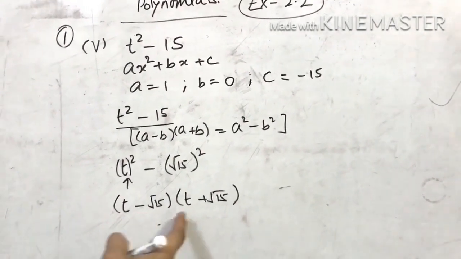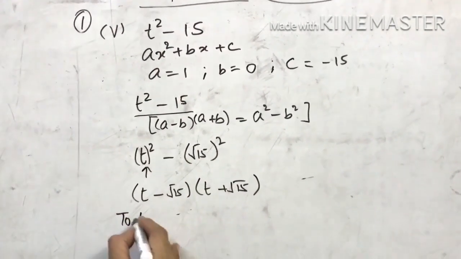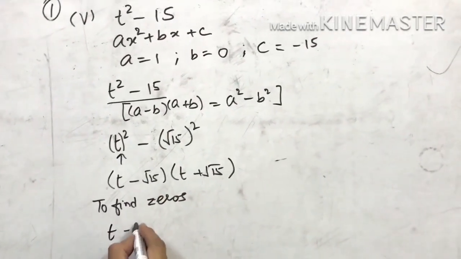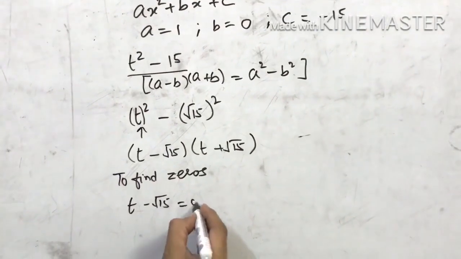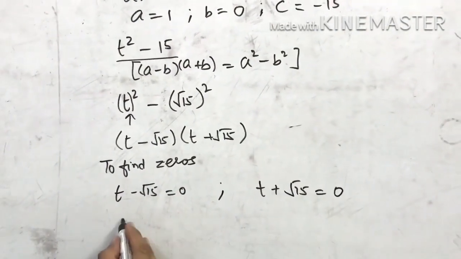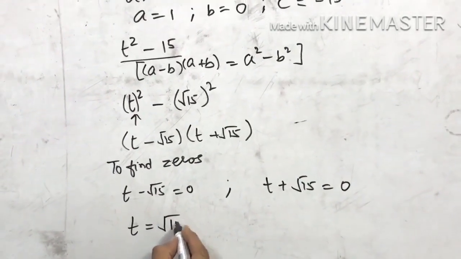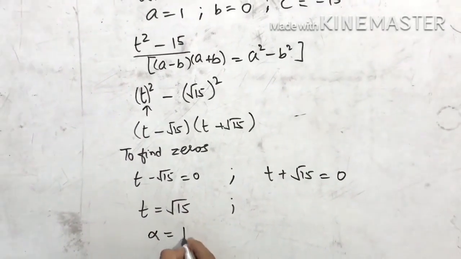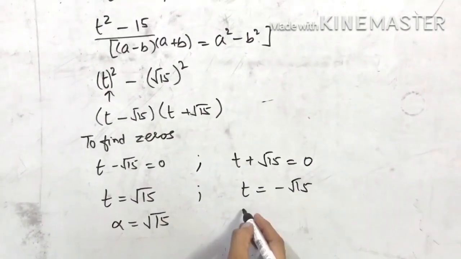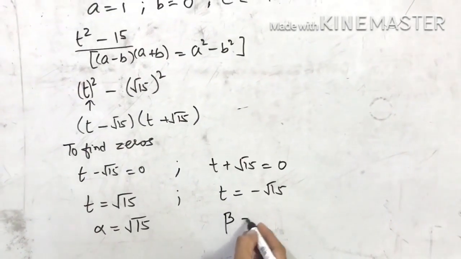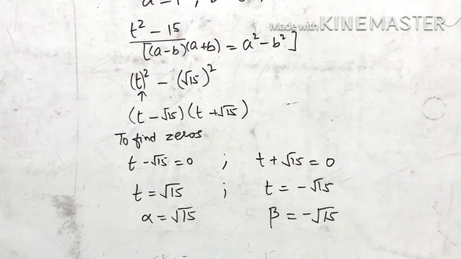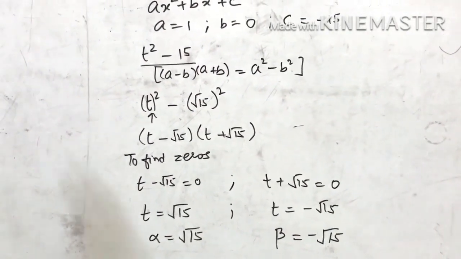So these are the factors of the equation, but to find zeros, you have to find the zeros also. So one by one you put 0 equal to each of the factors. So here you will get root 15. So alpha is root 15, your first factor, and here you will get minus root 15. That means beta, let it be beta. Now these are the two roots. Now you have to verify the relationship.